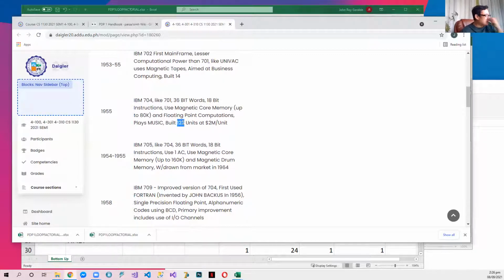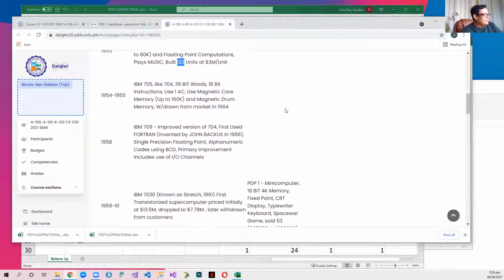Imagine how much that is. That's equivalent to 200 plus million dollars during that time. They made IBM very rich. IBM was a tech giant, and it wasn't paying any royalty to Von Neumann.